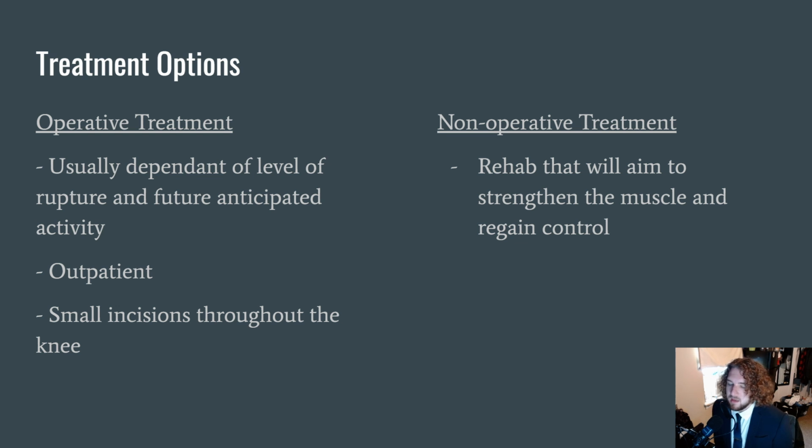So surgery is usually dependent on the level of rupture and future anticipated activity. What that means is the level of rupture is if the damage is very severe or you have more than one structure damaged in the knee, such as your MCL or LCL or meniscus. If one or more of those is injured in addition to the ACL being ruptured, surgery is your best option and should be expected.